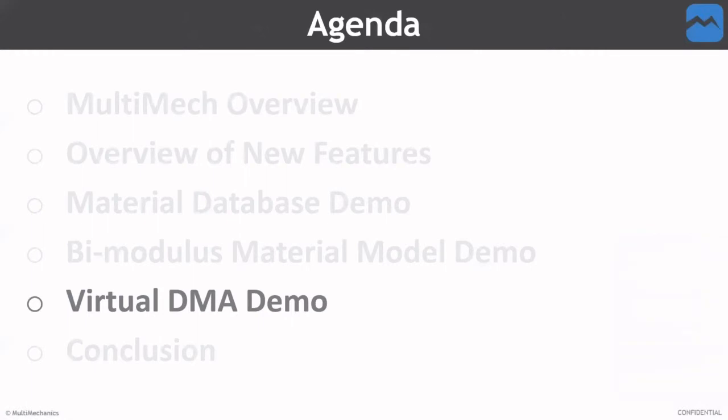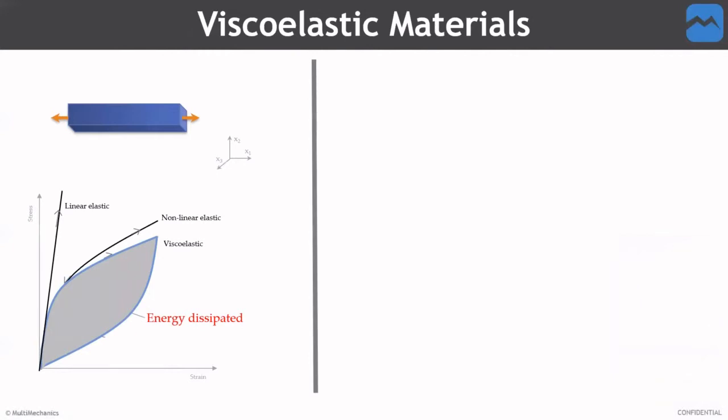Now we will move on to the virtual DMA. So, a brief background on viscoelastic materials: a linear elastic material, as shown here, has a constant modulus no matter the strain rate, temperature, loading rate, anything like that. When you have a non-linear elastic material, you can govern the modulus as a function of strain. When we have a viscoelastic material, you have a lot of other factors that come into play, two of which are strain rate and now temperature.